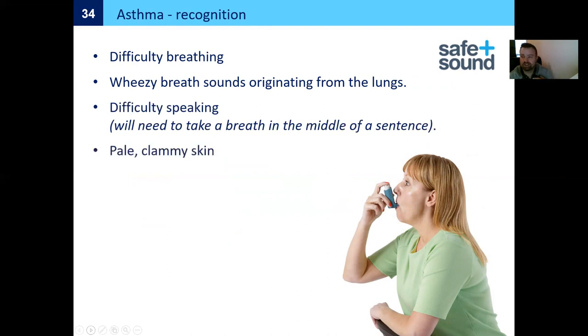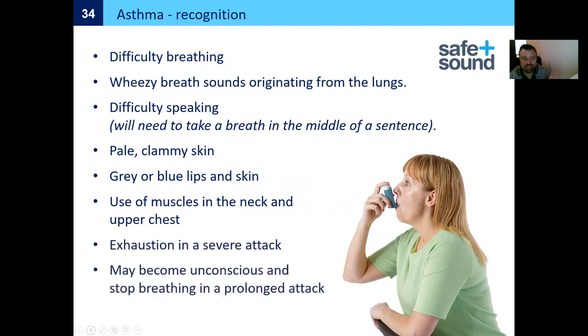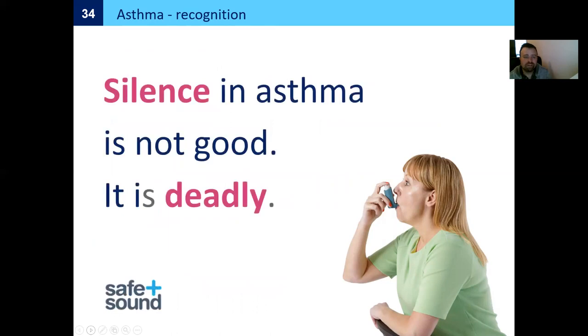Signs and symptoms for asthma: difficulties in breathing, wheezing, breath sounds like it's from the lungs, difficulty in speaking, trying to get those sentences out, could be pale, cold and clammy, grey or blue lips, so cyanosis, lack of oxygen, use of muscles in the neck and upper chest. Depending on the severity of the attack, they may become unconscious or stop breathing.